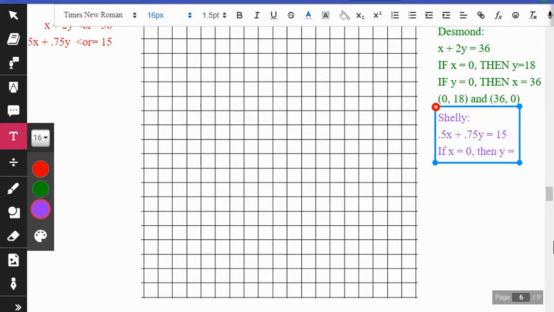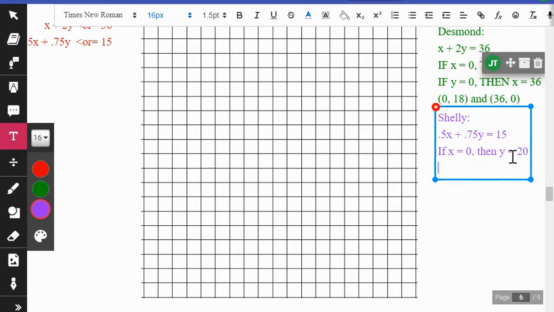If x equals 0, I have to figure out how many times 0.75 goes into 15. It's going to be, oh gosh, 20. So y equals 20. And if y equals 0, then x equals 30. So I get the point (0, 20) and the point (30, 0). Those are my 2 points.